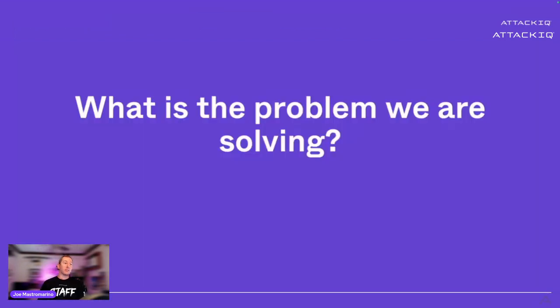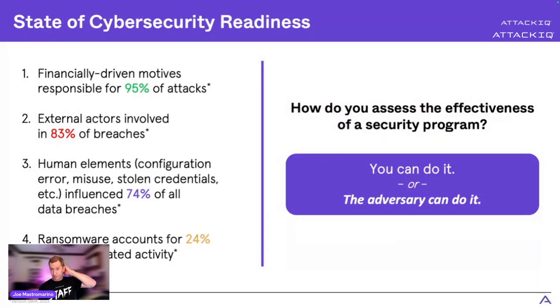Well, first of all, let's start to talk about the problem that we're solving. We have quite a few, and we really do zero in on a couple of really important ones. What we're talking about here is the state of cybersecurity readiness. We have a couple of statistics here that we do frequently talk about. One of them is that we have financially driven motives that are responsible for about 95% of attacks. External actors are involved in about 83% of breaches.